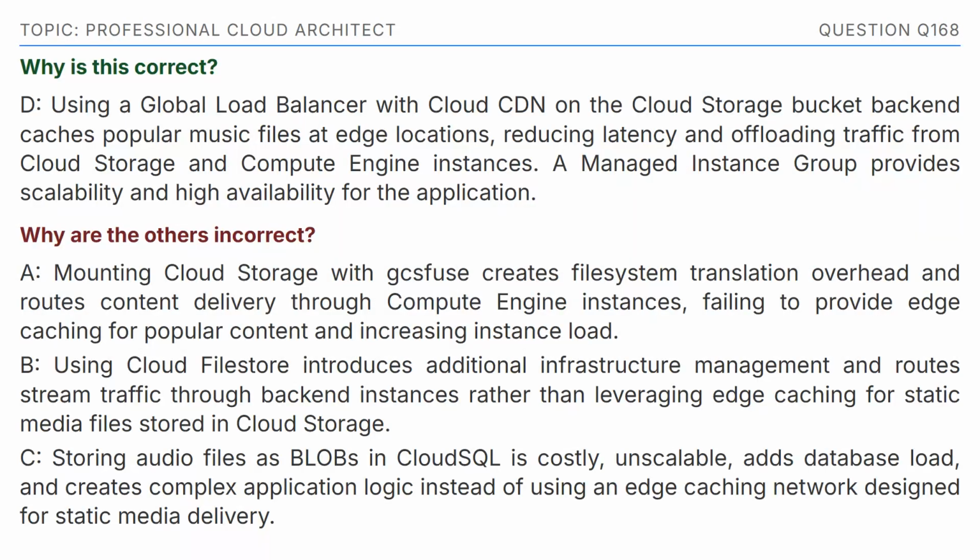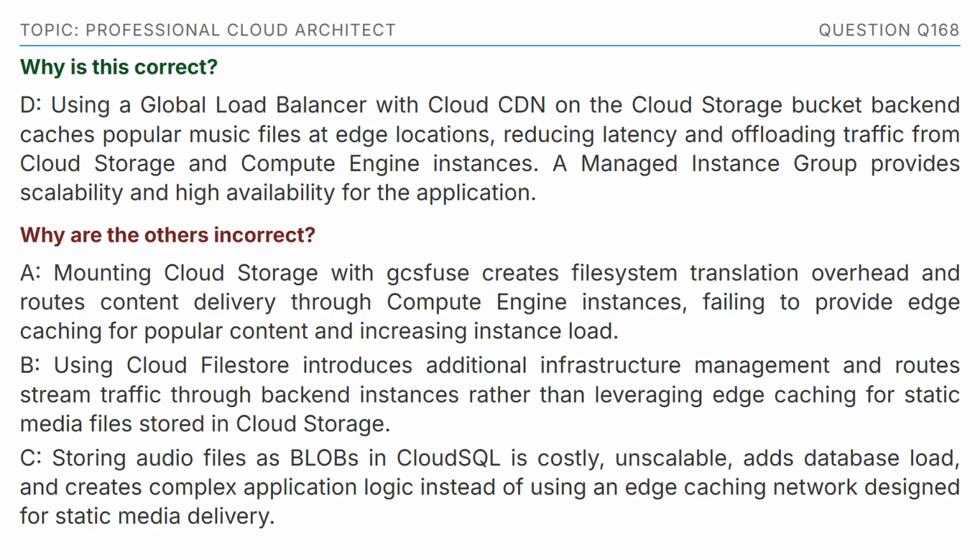Why is this correct? D. Using a global load balancer with Cloud CDN on the Cloud Storage bucket backend caches popular music files at edge locations, reducing latency and offloading traffic from Cloud Storage and Compute Engine instances. A managed instance group provides scalability and high availability for the application.